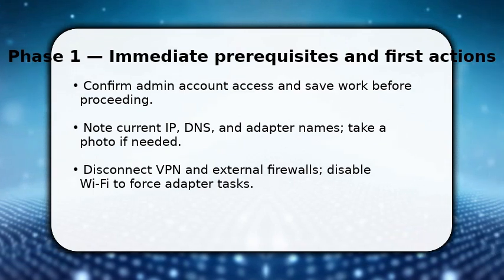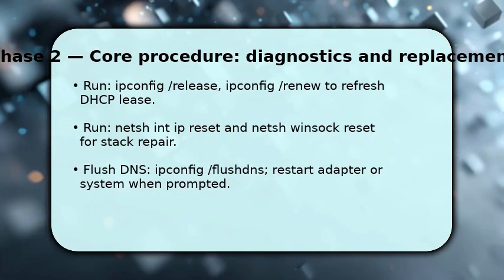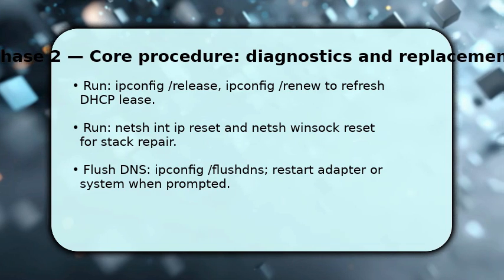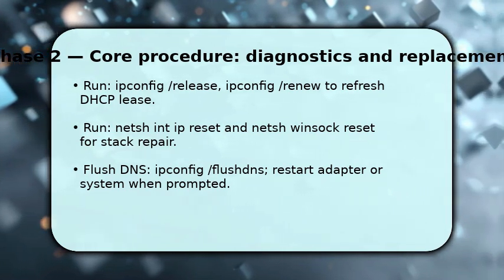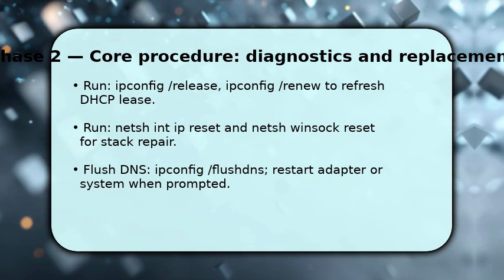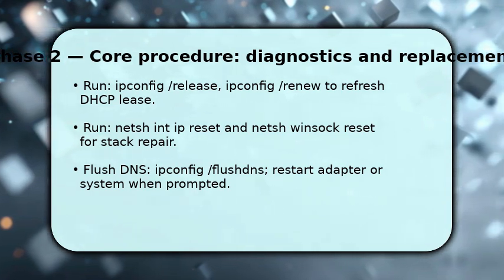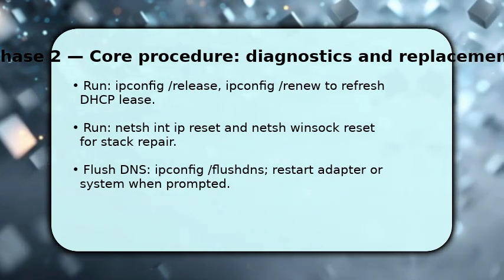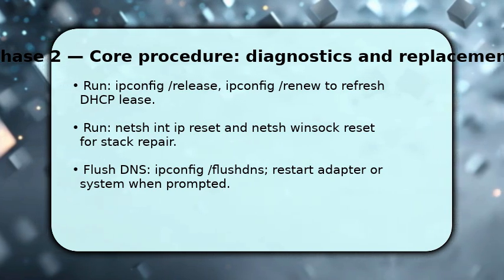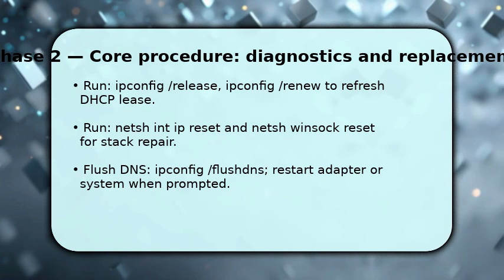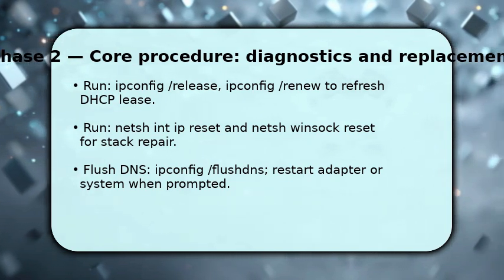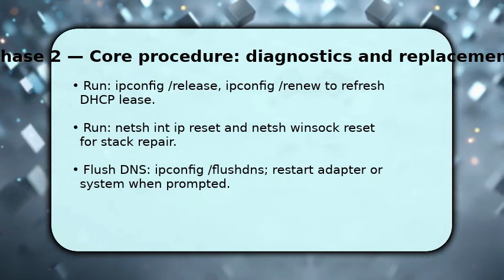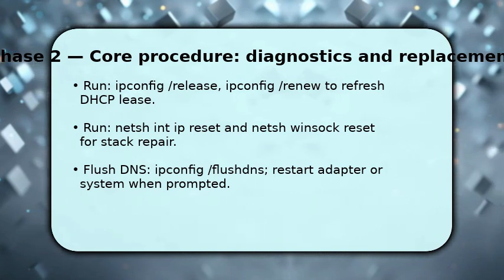You now execute the core commands to rebuild network state. Start with ipconfig /release and ipconfig /renew to clear and acquire the DHCP lease. This fixes bad addresses. Next, run netsh int ip reset to rewrite protocol registry keys and netsh winsock reset to clear socket catalog corruption. Both actions repair deep stack issues. Finally, flush the DNS cache with ipconfig /flushdns to remove stale records. Then restart the network adapter or reboot the PC when commands say a restart is required.